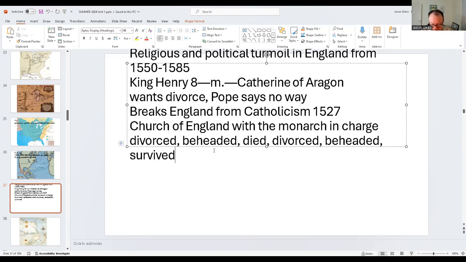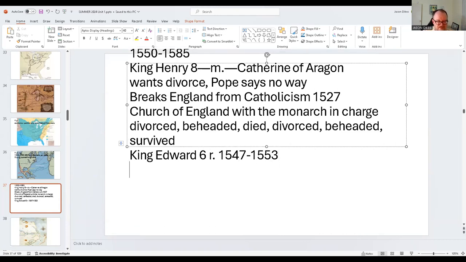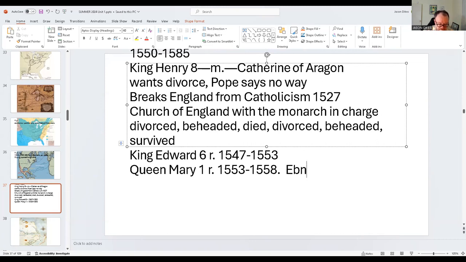He does get one son, King Edward VI, whose reign lasts only a few years before he dies. The R stands for reign. That is how long he was king. He was very sickly, and so he died pretty young. At that point, Queen Mary I took over her reign, 1553 to 1558. She turned the whole country back to Catholicism.